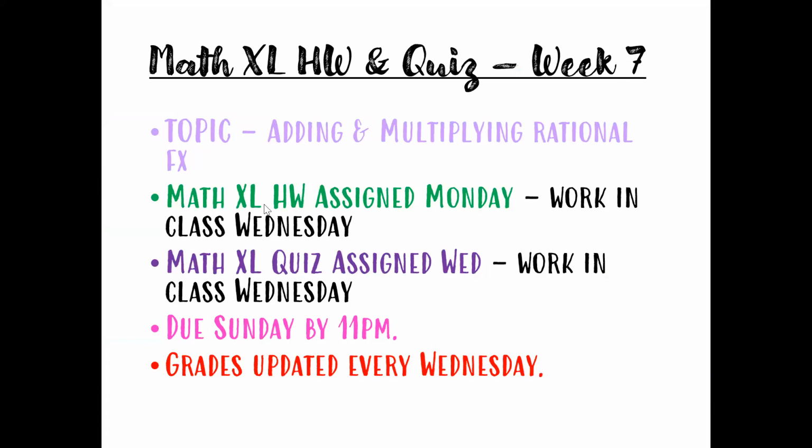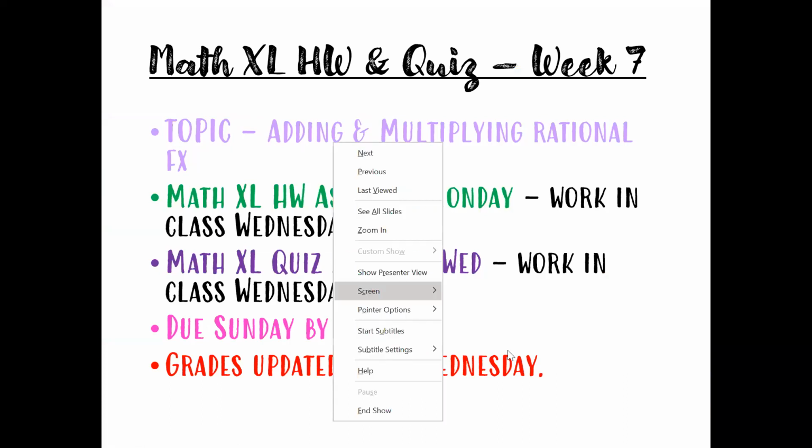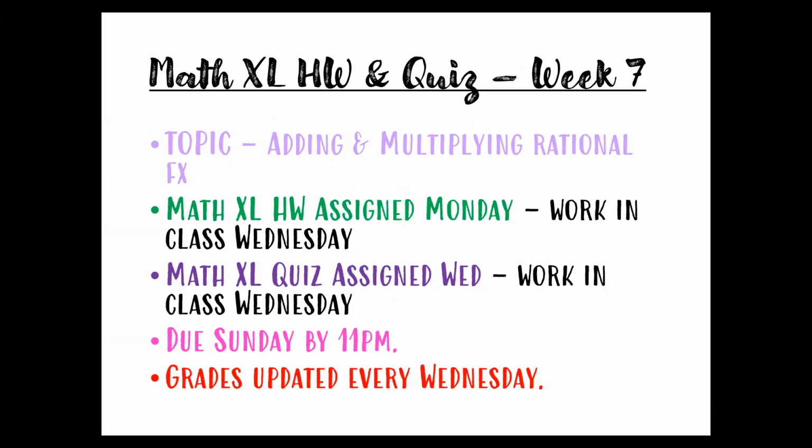So this is week 7. We're going to continue our topic of adding and multiplying rational functions. Last time I saw you guys on Friday, we briefly started with common denominators. Today, we're going to do the whole thing. And I'm also going to go ahead and assign your Math Excel for this week. So just stand with me for a second.